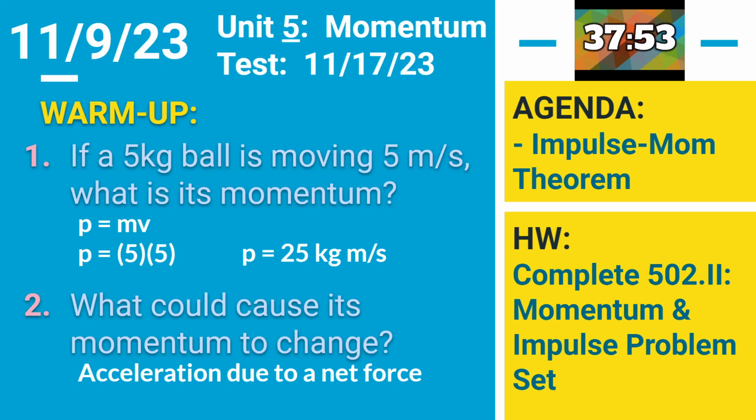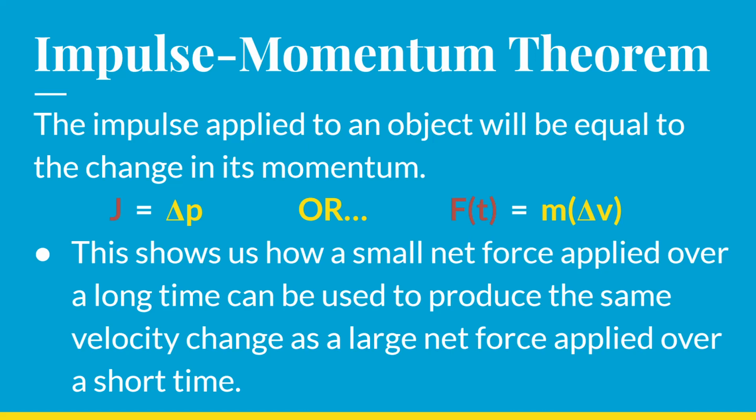All right, then as I said, we have some notes today. We're going to start with the impulse momentum theorem, which tells us that the impulse applied to an object will be equal to that object's change in momentum. Okay, and I said this yesterday in the notes, so that should not be a new statement to you, but we did not write it mathematically.